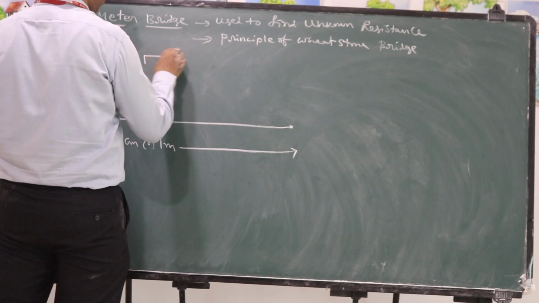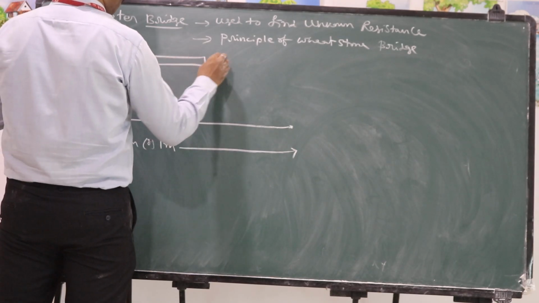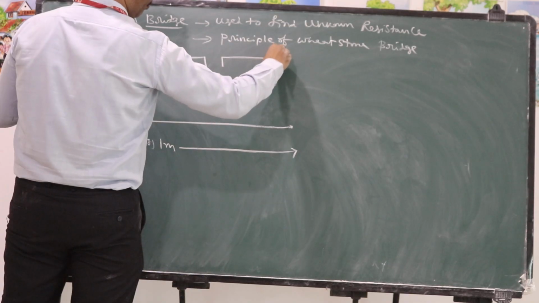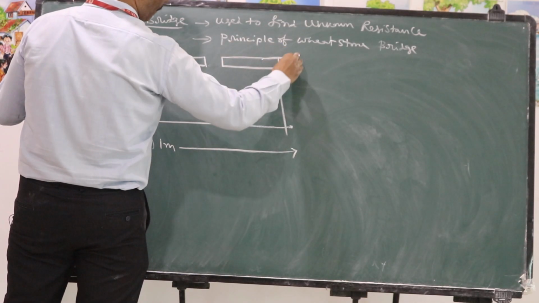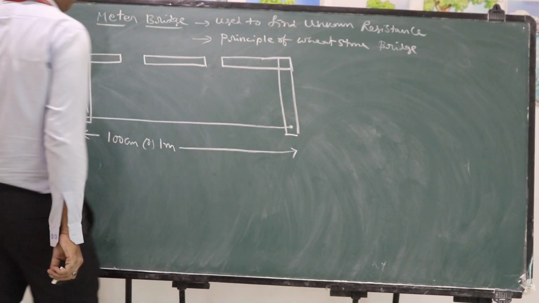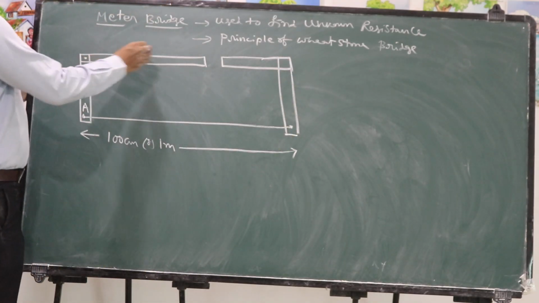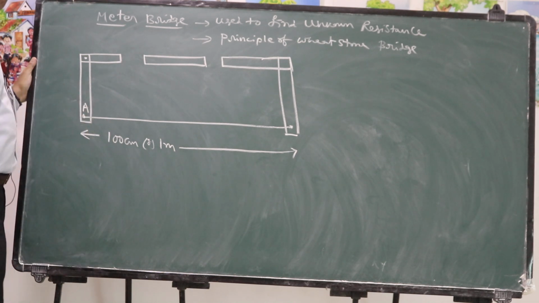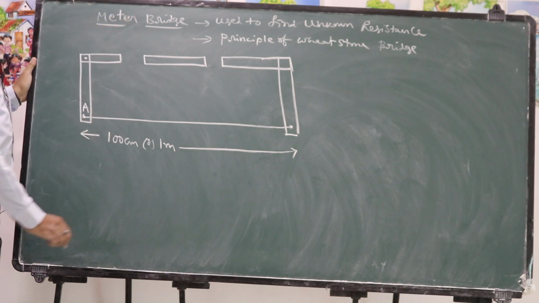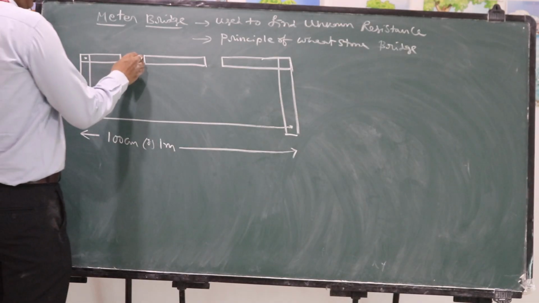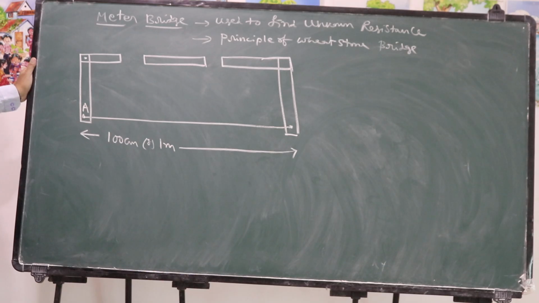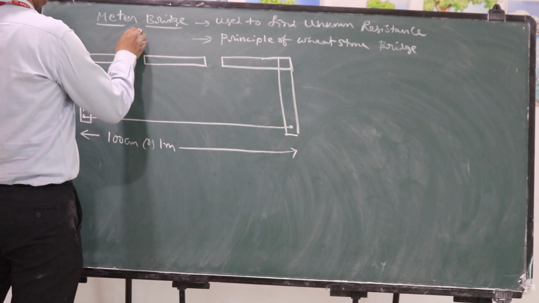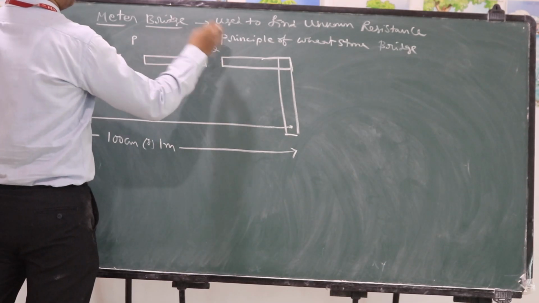One more metal plate is provided here. One more L-shaped plate, as a combination of 2 plates, is provided here. Entire plates and this wire were joined on a wooden board. This is called gap 1, this is called gap 2. Meter bridge consists of 2 gaps. Let me name this gap as P. Let me name this gap as Q.